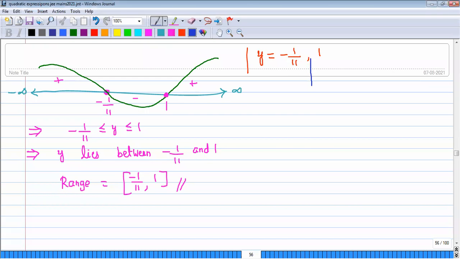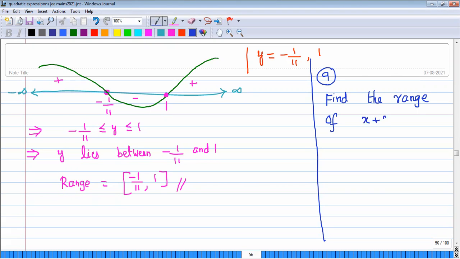Try one more question. This is the 9th question. Find the range of (x plus 2) upon (2x square plus 3x plus 6). Okay, I will give you 5 minutes time. You need to crack this problem. Find the range of (x plus 2) by (2x square plus 3x plus 6).